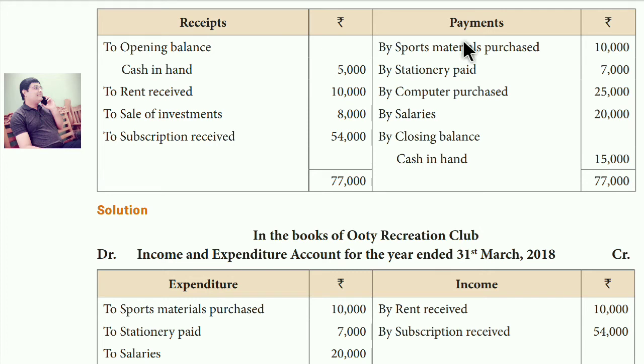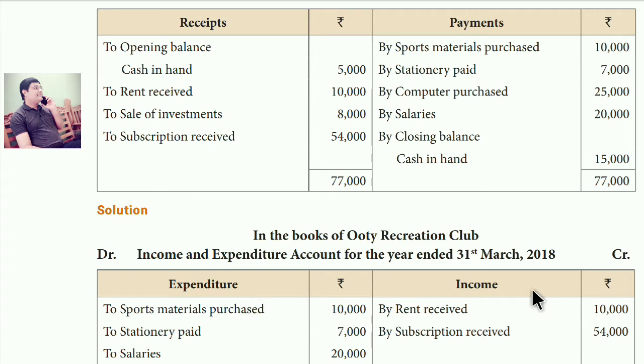Receipts and payment is given in the question. You have to prepare income and expenditure account. Now you have to take a ledger, double page, and write the heading in the books of OT Recreation Club in the blue line, in the center of your double page. This is a double page sum. Then next line in the red line, write it from the particulars column to the next page: income and expenditure account for the year ended 31st March 2018, which is given in the question. Left hand side debit, right hand side credit.